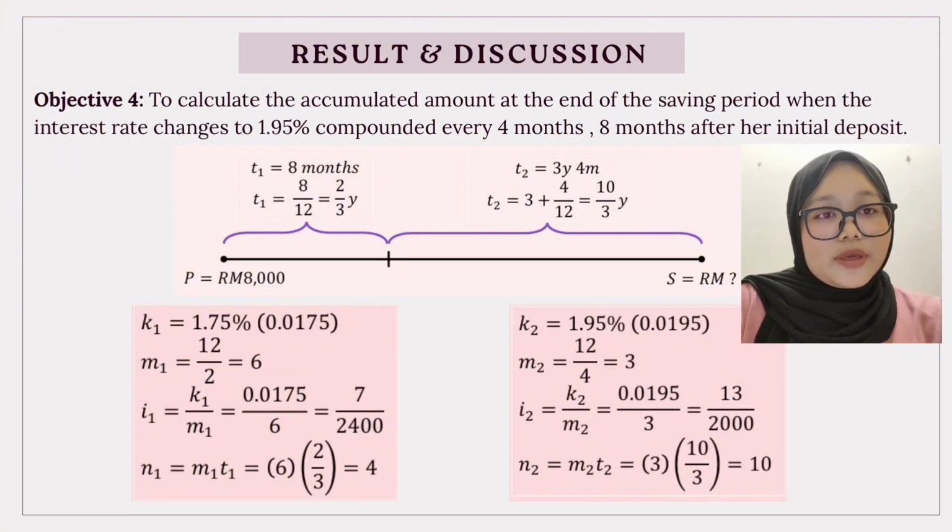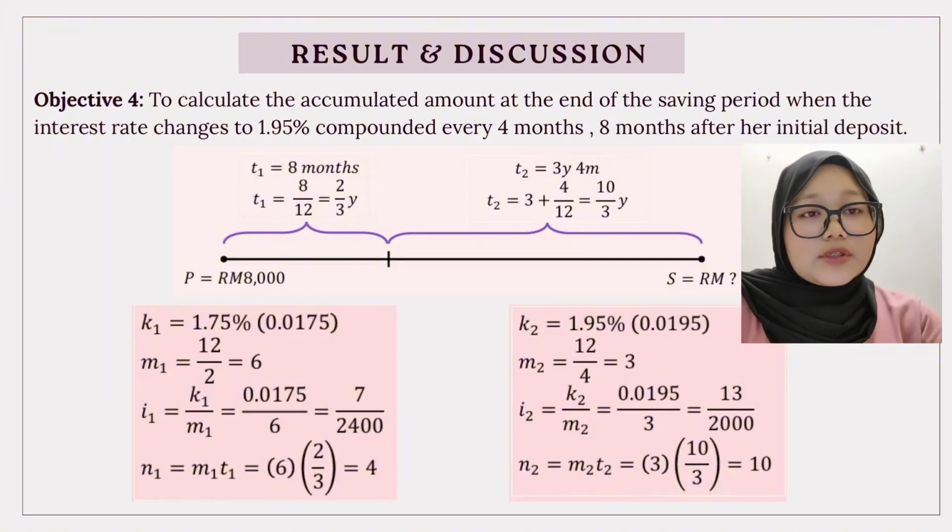The first term T1 equals 8 months, which when we convert to years equals 8 over 12, and we get 2 over 3 years. And the second term is 3 years and 4 months, and when we convert, it will be 3 plus 4 over 12, and we get 10 over 3 years. K1 equals 1.75%, equivalent to 0.0175. The frequency M1 equals 12 over 2, and we get 6. Then find I1 using K1 over M1, which is 0.0175 over 6, and we get 7 over 2,400. Then N1, calculated by multiplying M1 and T1, which is 6 multiplied by 2 over 3, and we get 4.